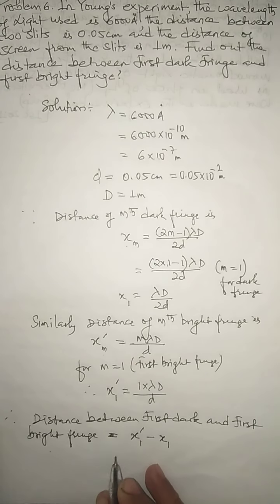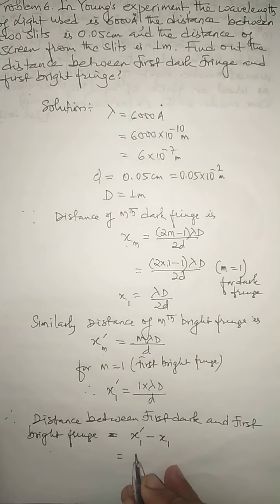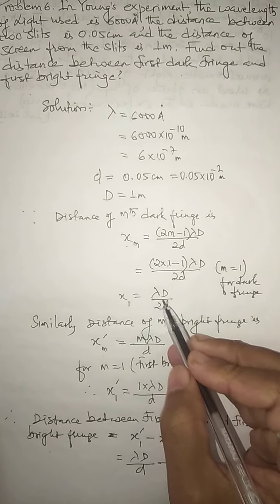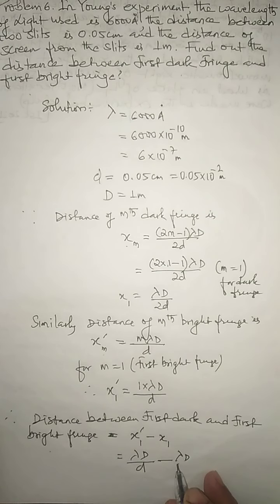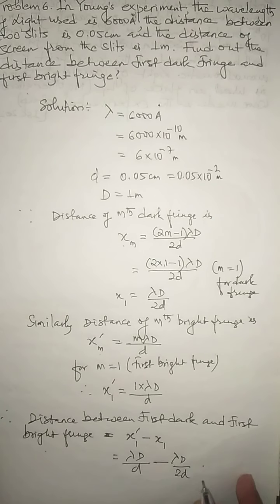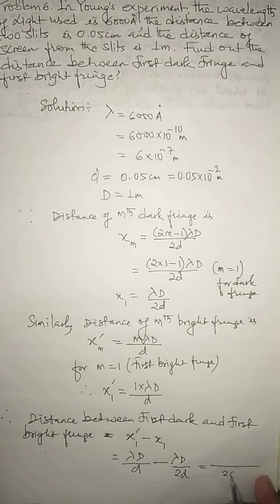So let me substitute the value. x1 dash means lambda D by small d, minus x1, which is lambda D by 2d. So I substitute the values. Now let me just take the LCM of this expression. The LCM of d and 2d is 2d.